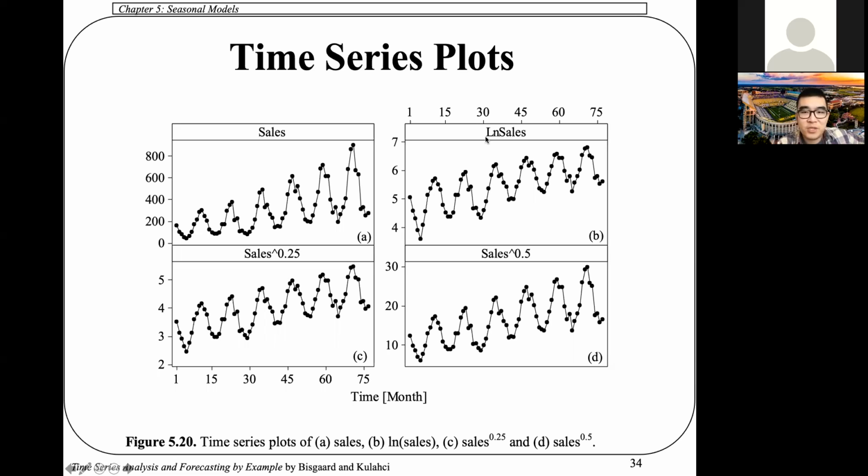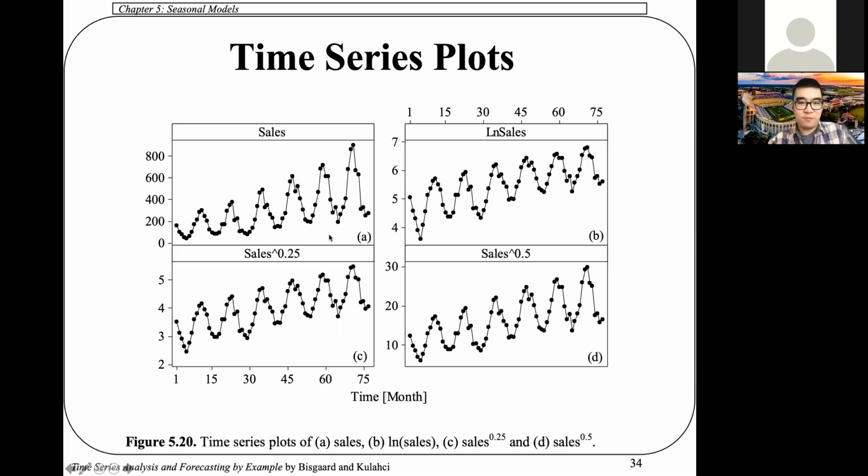In the textbook, it considers three transformations. The first transformation is a log transformation. Transformation 2 is the sales to the power 0.25. And transformation 3 is the sales to the power 0.5, which is a square root transformation.